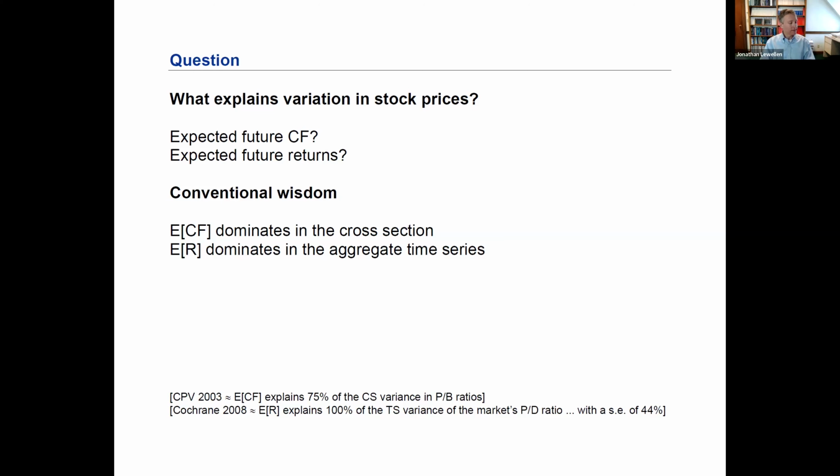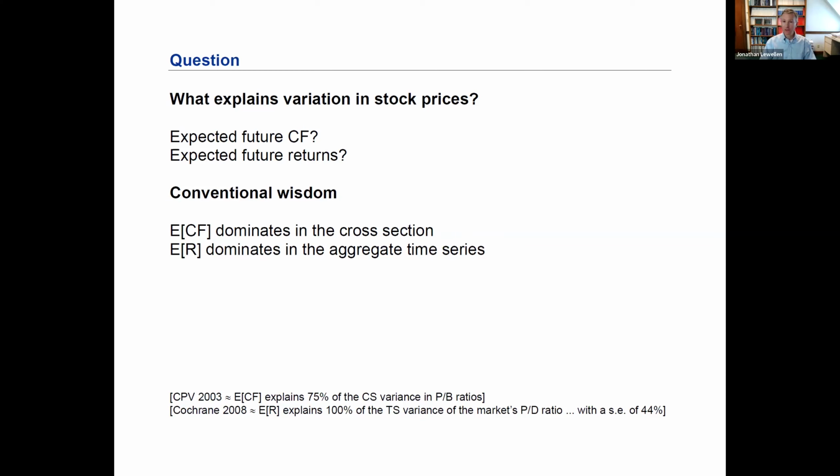I'm trying to understand why the prices of the S&P 500 change through time. Just to give you some numbers to think about: for the cross-section, a standard reference is Cohen, Polk, and Vuolteenaho, and they estimate that roughly 75% of the cross-sectional variance in price to book ratios can be explained by differences in cash flows, in profitability, as we'll talk more about. The standard reference for the aggregate is Cochrane's paper, where he estimates that essentially 100% of the variation in the aggregate S&P 500, or the aggregate price to dividend ratio, is explained by changes in expected returns going forward.